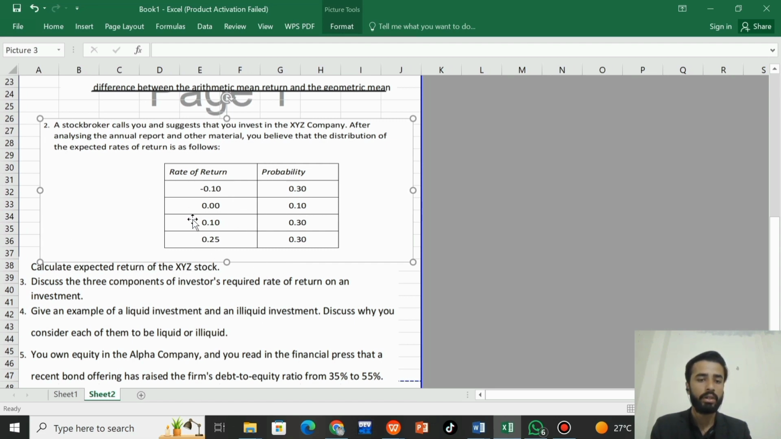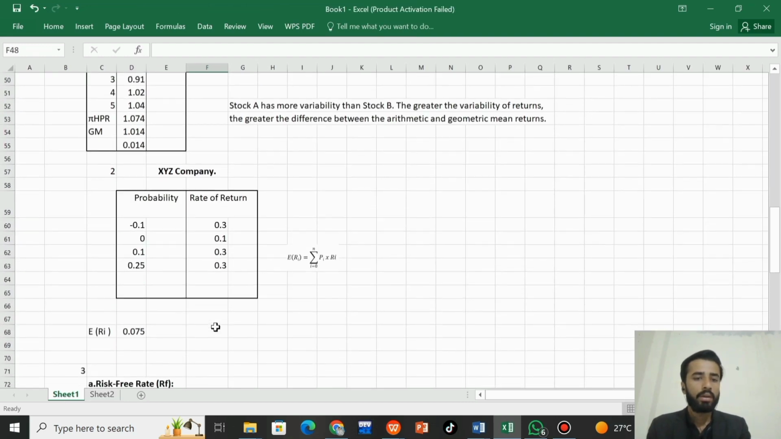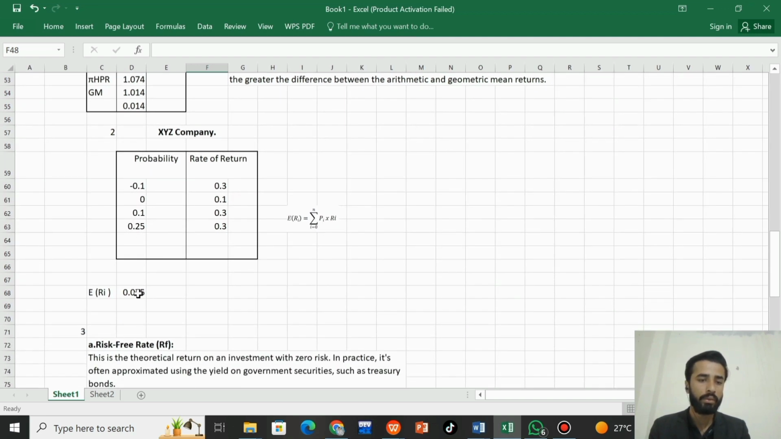Now we have to calculate the expected rate of return on the basis of this data of XYZ company. So let's start calculating the expected rate of return. To calculate it, we have a formula. In this formula, we multiply the probability with the rate of return. With the help of this formula, I have calculated the expected rate of return.